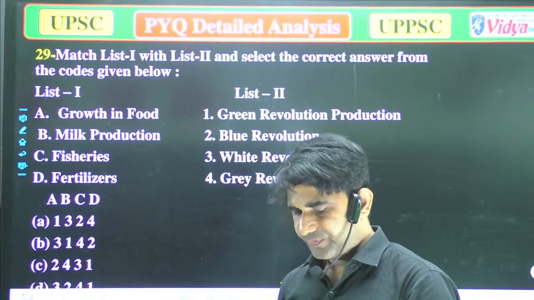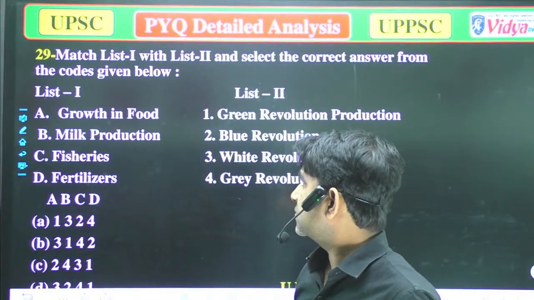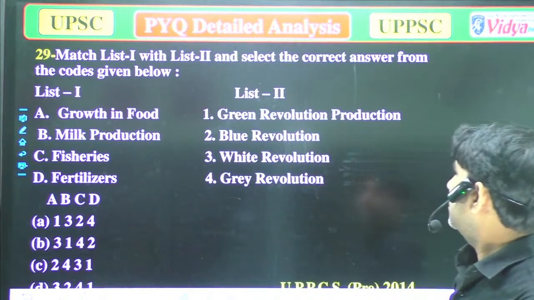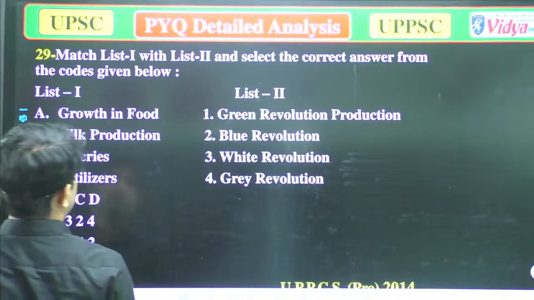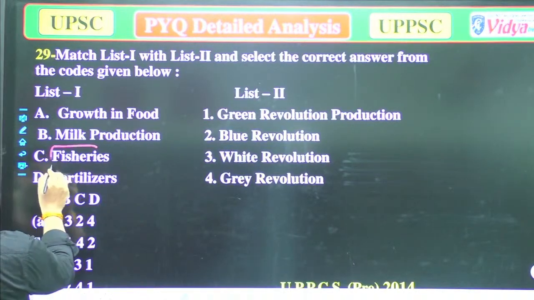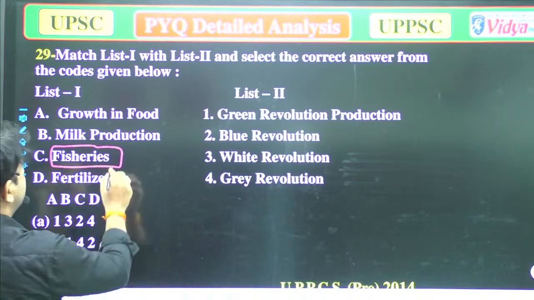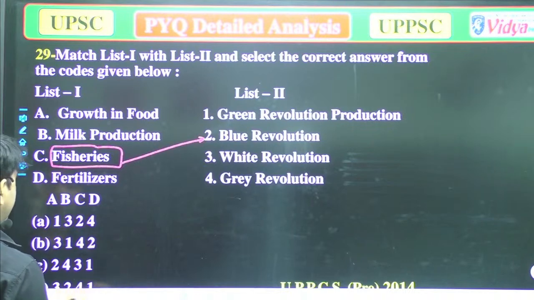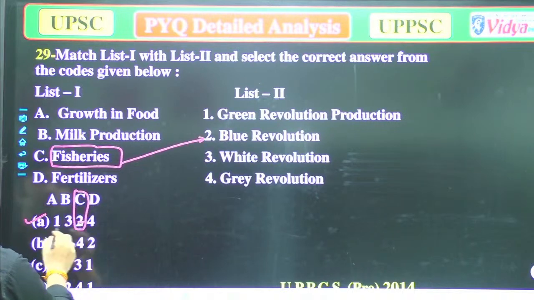In the second question we have list 1 and list 2: growth in foods, milk production, fisheries and fertilizers. This is related to the revolutions, which revolution is related to which. Fisheries, as you know, is related to the Blue Revolution. So C is related to 2. So the option where C is related to 2 is correct.